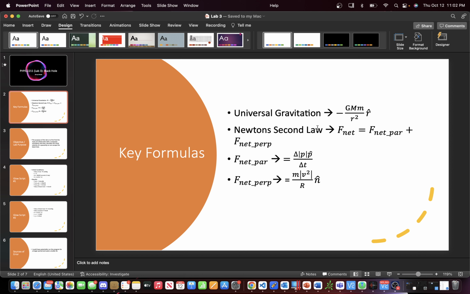Newton's second law, which has been very important in every lab. Instead of F equals ma, we can also just write it as the parallel force plus the perpendicular force, and then here we have the parallel force, and here we have the perpendicular force.